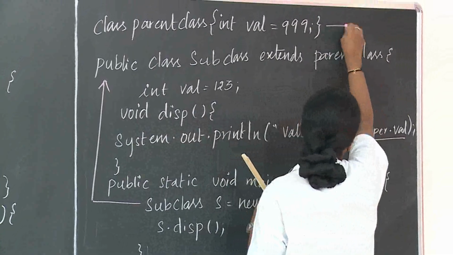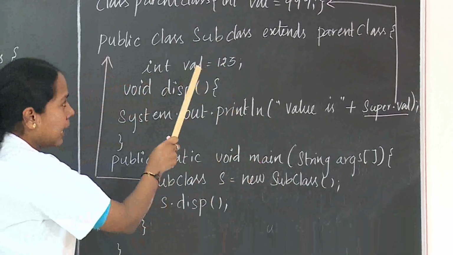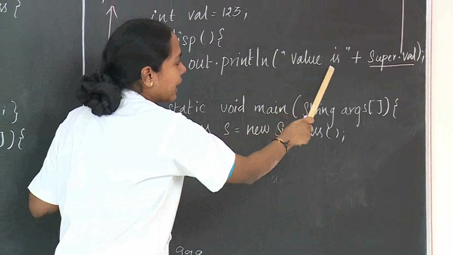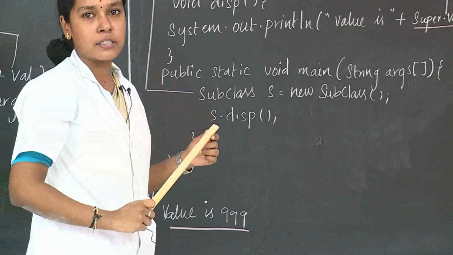So the value of the superclass is 999. So s.display means it will display the value is 999. So this is the output of the superclass.